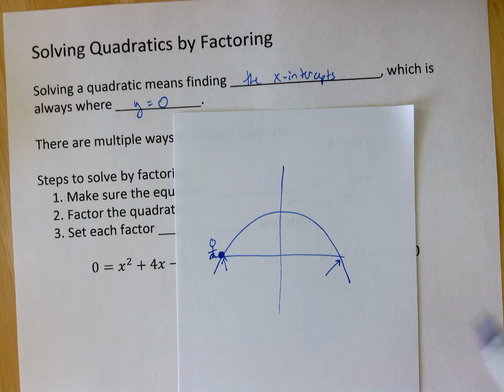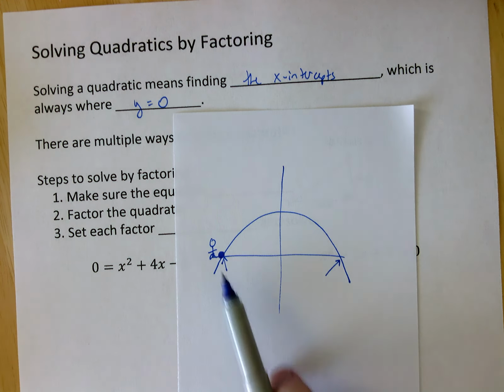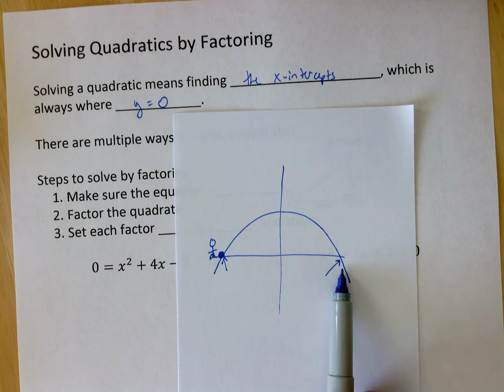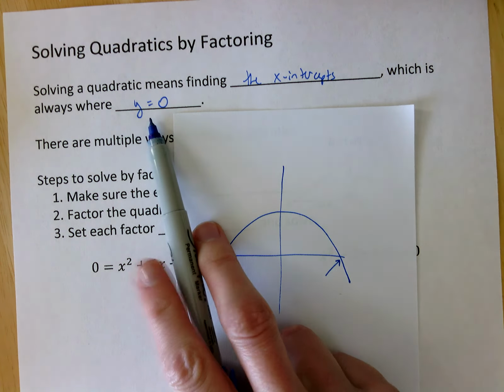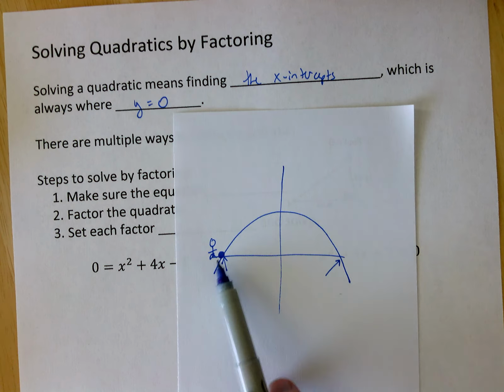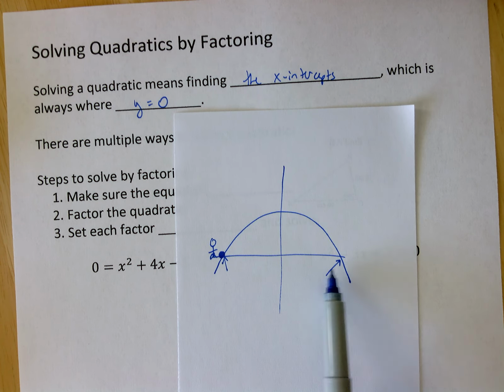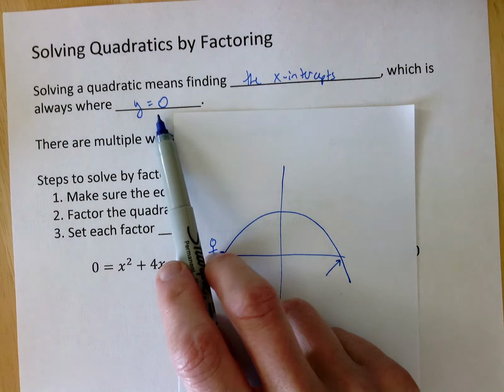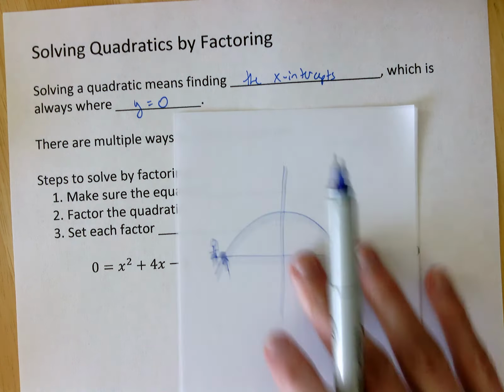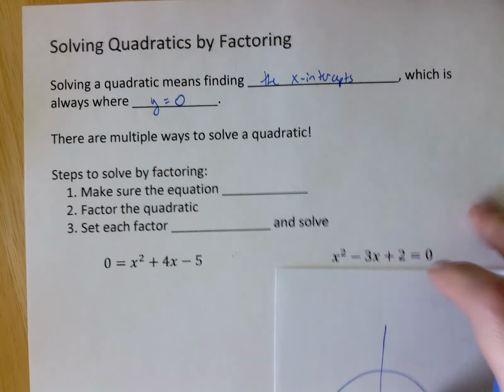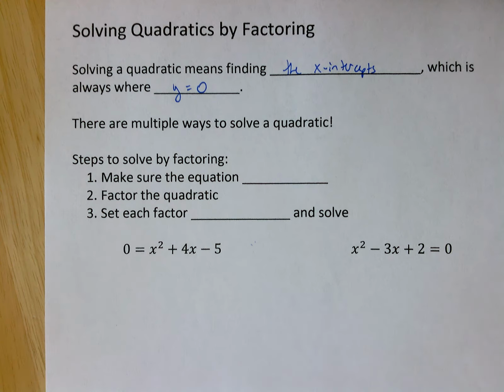Okay, so when we talk about solving a quadratic, that's what we're finding, these 2 points here. And that means that your y-coordinate has to be 0 because wherever these two spots are, they're on the x-axis. We're talking about where's this ball going to hit the ground, right? Well, the ground has a height of 0, a y-coordinate of 0. So that's what we're looking for. Okay, so there are multiple ways that you can solve a quadratic. This one is specifically factoring.